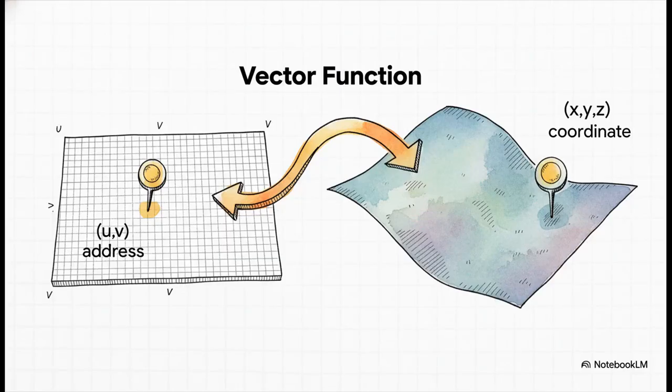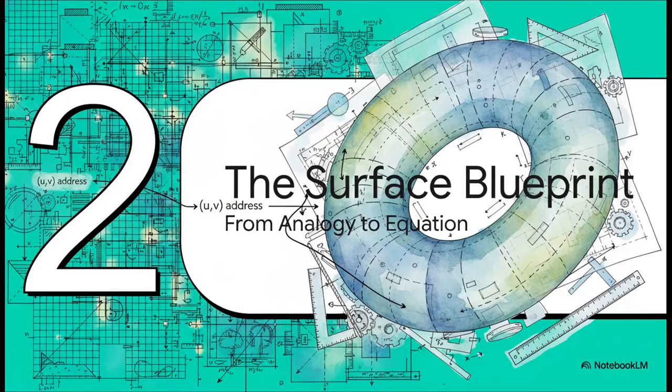This slide really nails the concept. Think of the pair u, v as an address on our flat sheet of graph paper. You give me a u, v address, the function crunches the numbers, and it spits out an x, y, z coordinate in 3D space. As you let u, v wander all over its domain, you're basically painting the entire surface into existence, point by point.